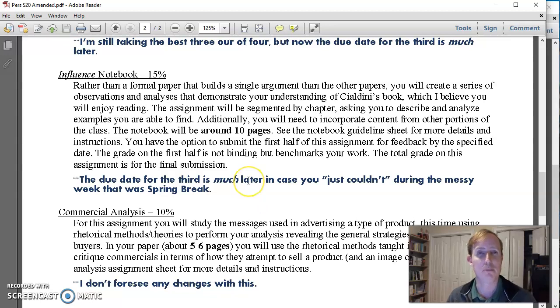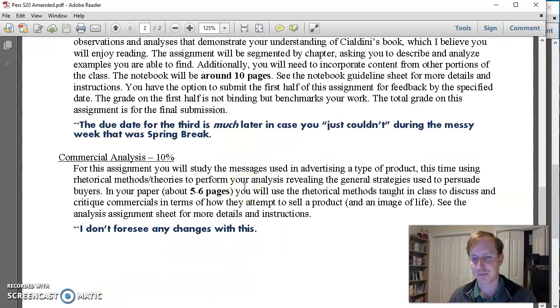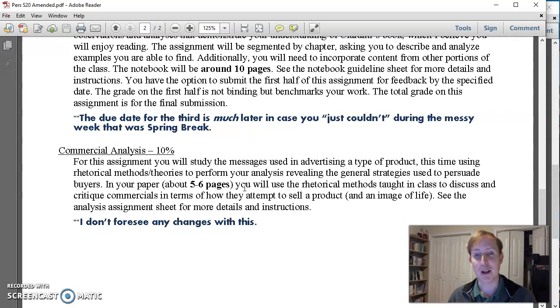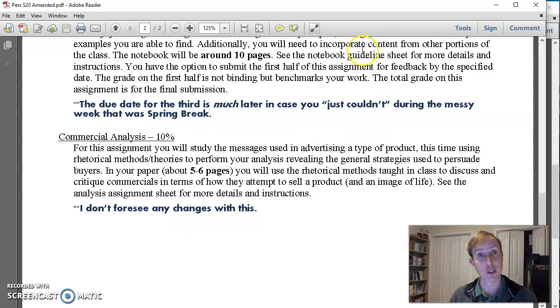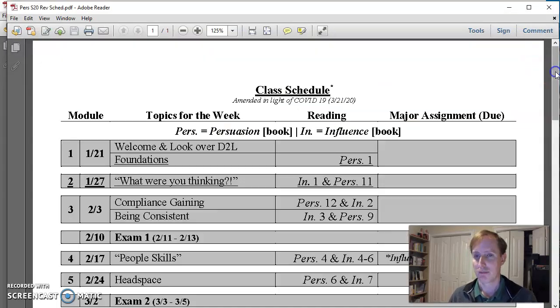All right, so that's just part of my extending your opportunity to get these things done. Your commercial analysis was the last paper, 10%. I don't see any changes with it. It was already due at the end of the semester, and that will pretty much remain the same. So that's what the assignments look like. Let's look at the calendar for just a moment.